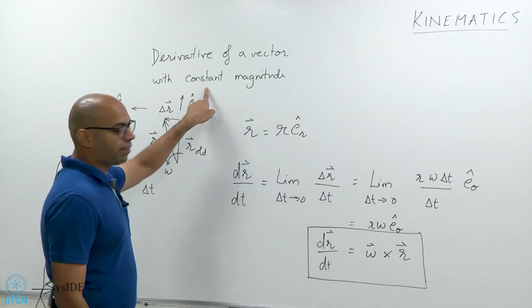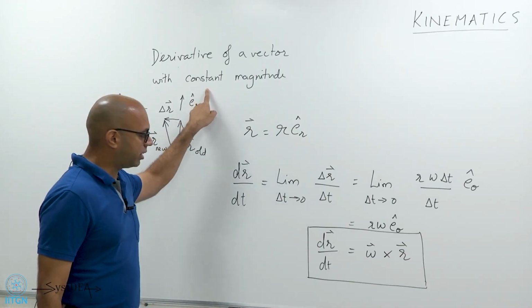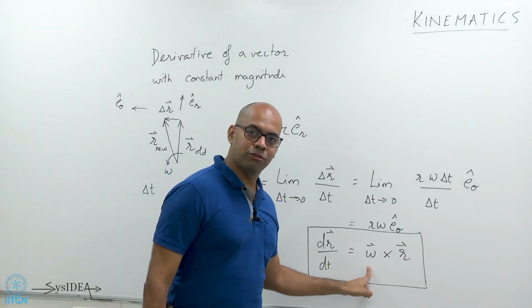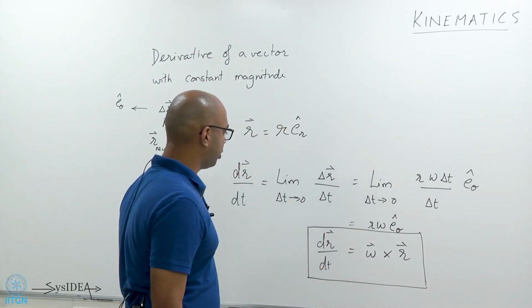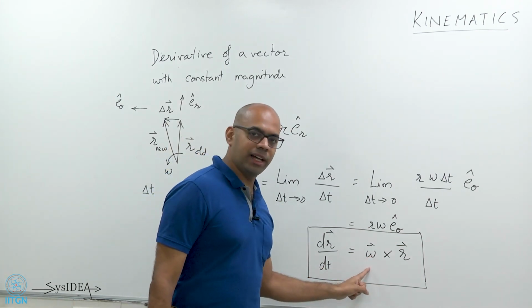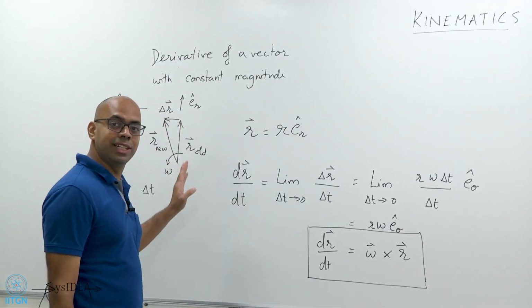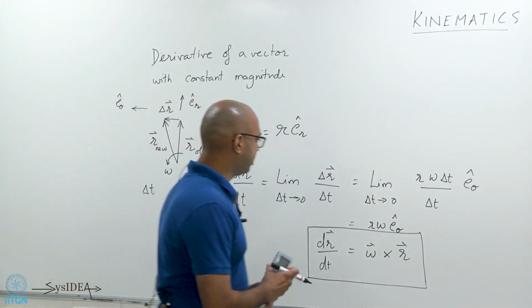Now, this is only valid when you are talking about a vector that has constant magnitude. The derivative is only due to the change in orientation of the vector, and this omega is nothing but the angular velocity with which this vector is changing direction.